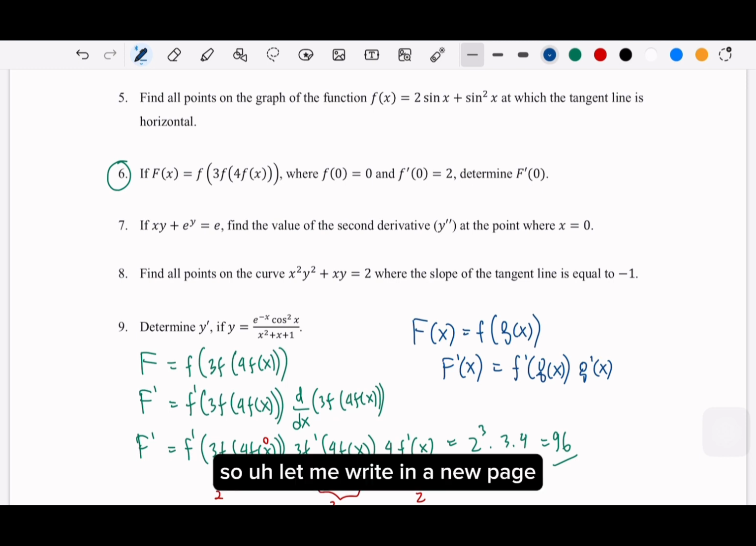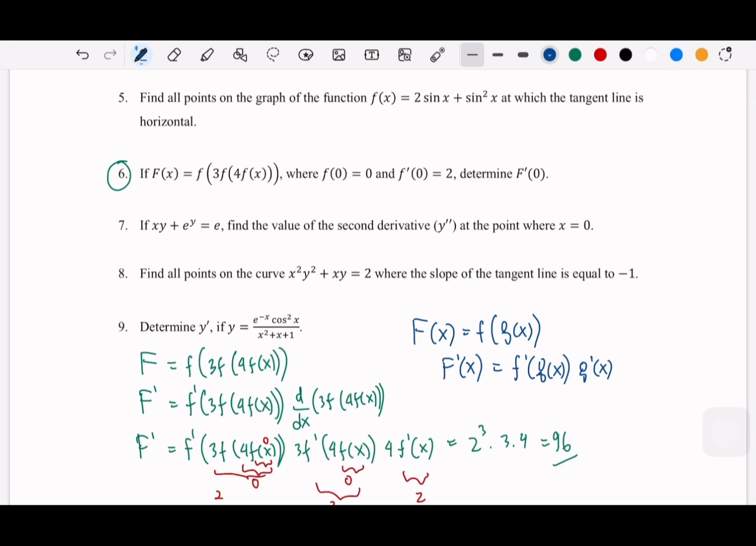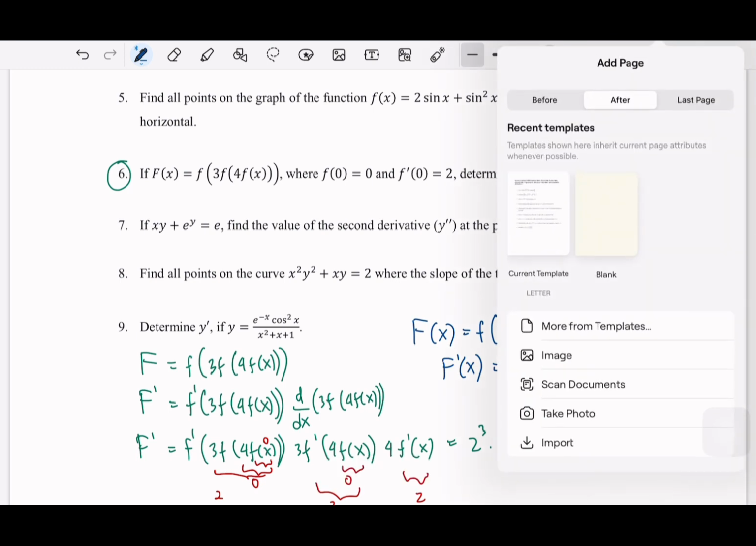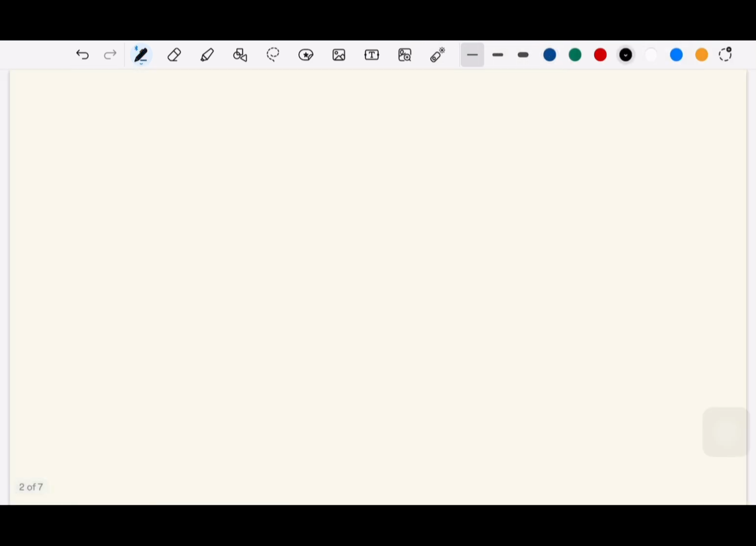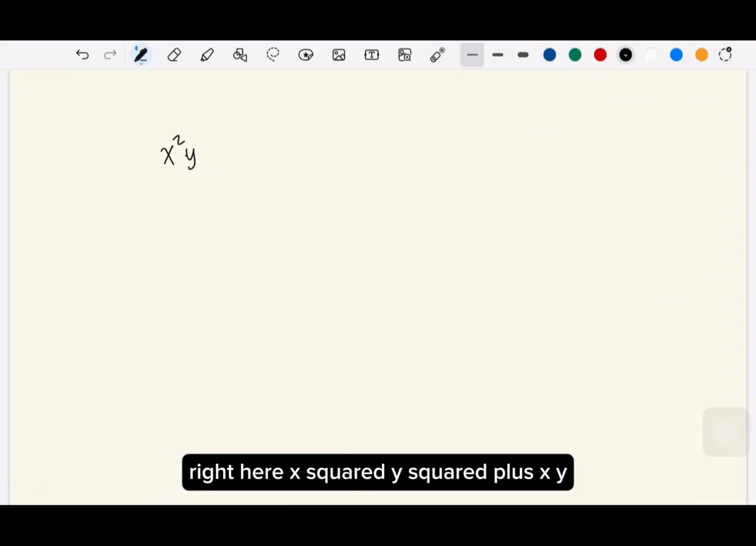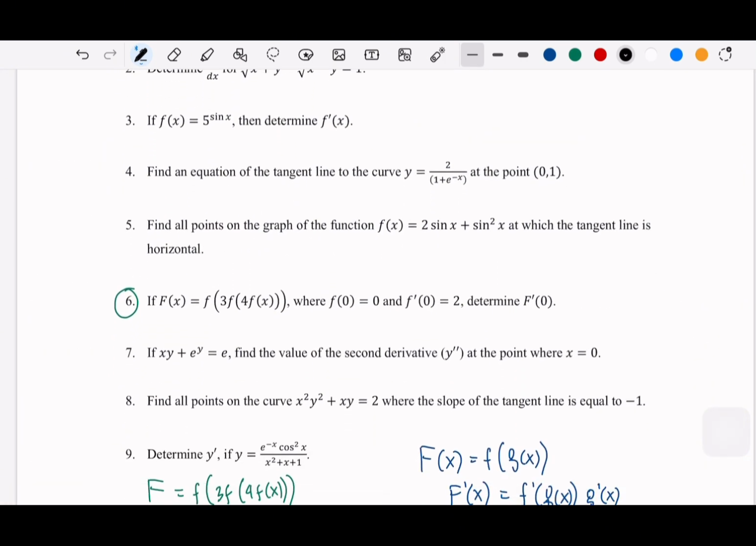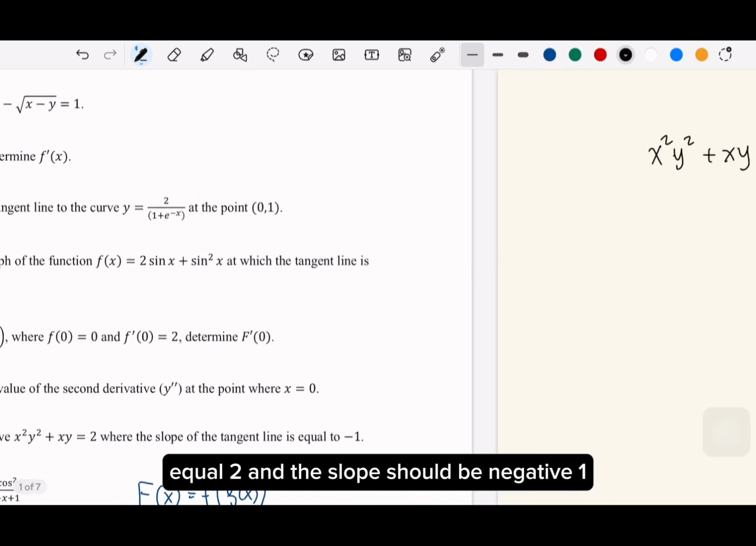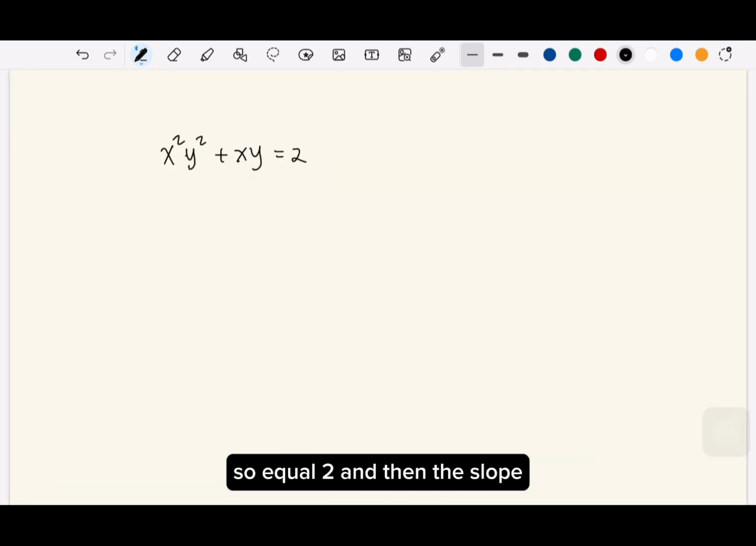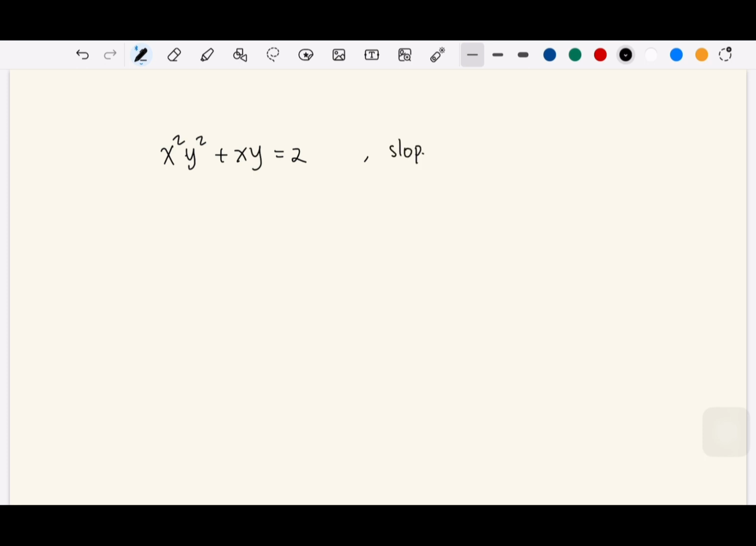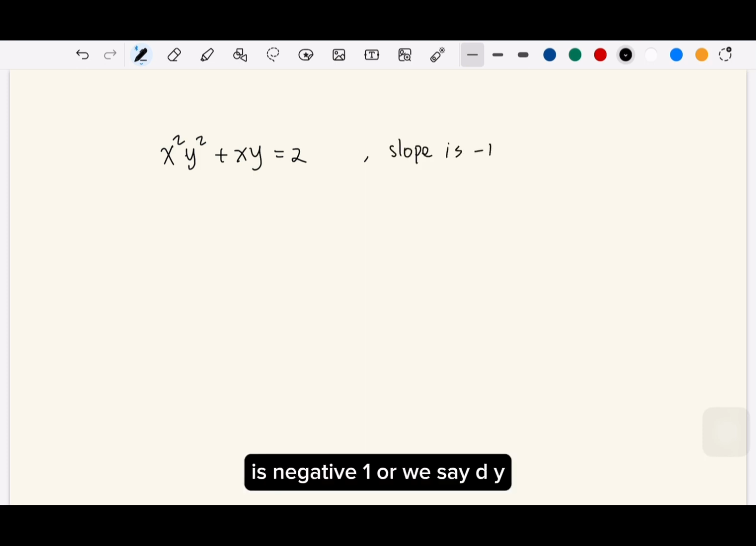Let me write on a new page. Here, x squared y squared plus xy equal to 2, and the slope should be -1, or we say dy/dx is equal to -1.